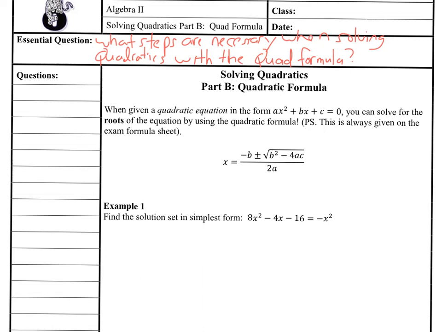Unit 5, Skill 2B. What steps are necessary when solving quadratics with the quad formula? That's the essential question. So that's what steps are necessary when solving quadratics with the quad formula.